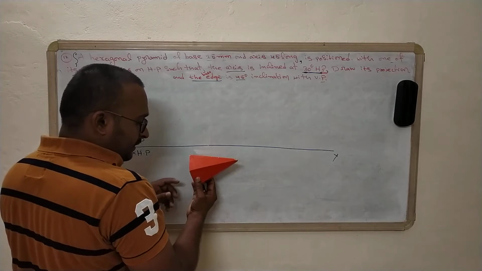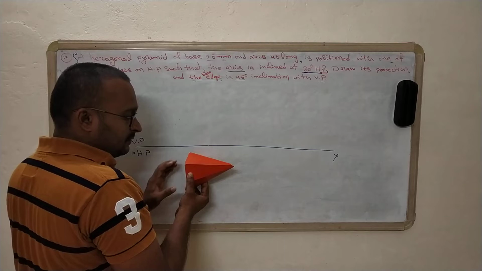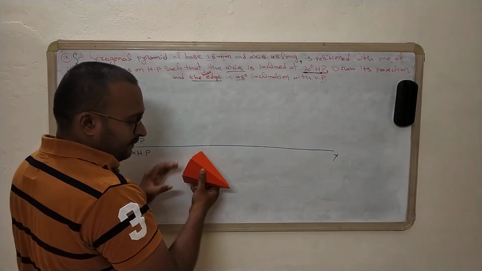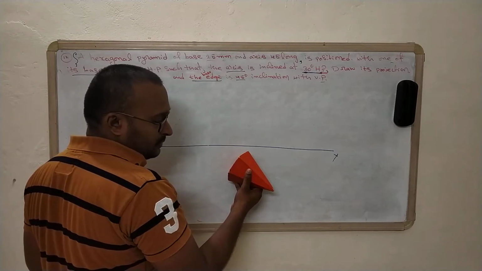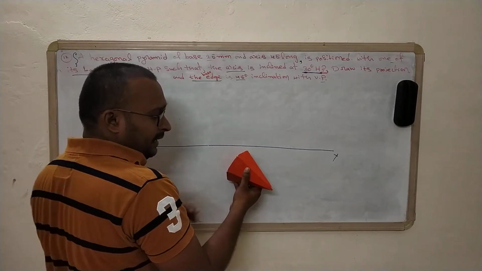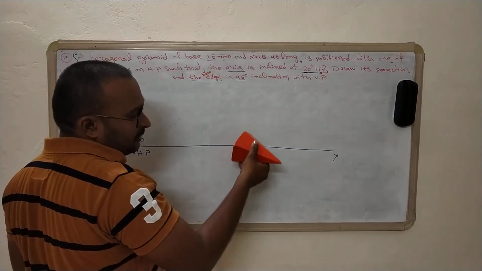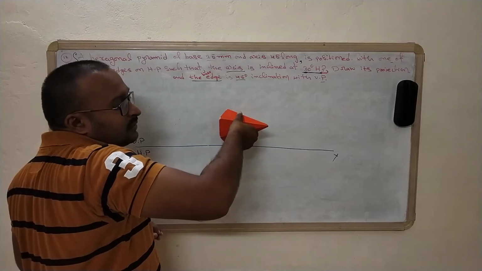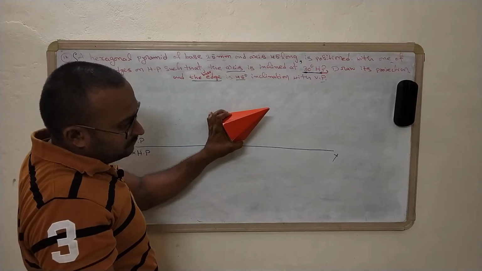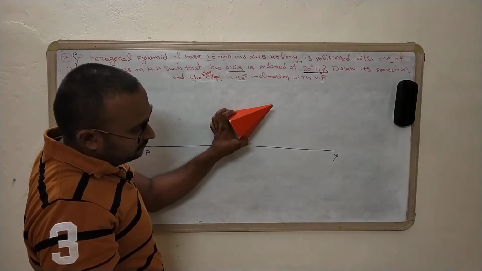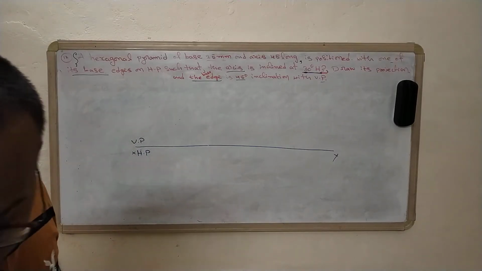And finally this edge is inclined at 45 degrees to the VP, so we are going to rotate it at an angle of 45 degrees. So here this is the front view, and here this is the top view of the given problem. Right? So this is the way that we need to solve the problem.